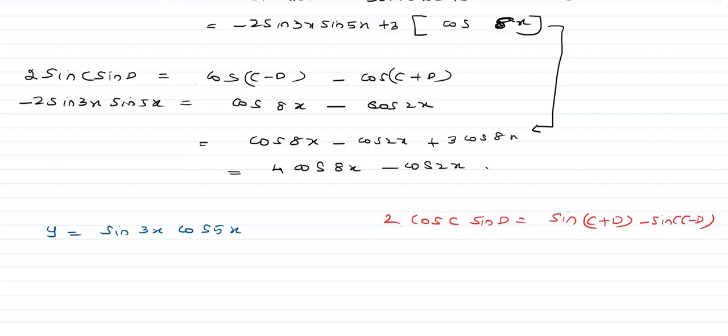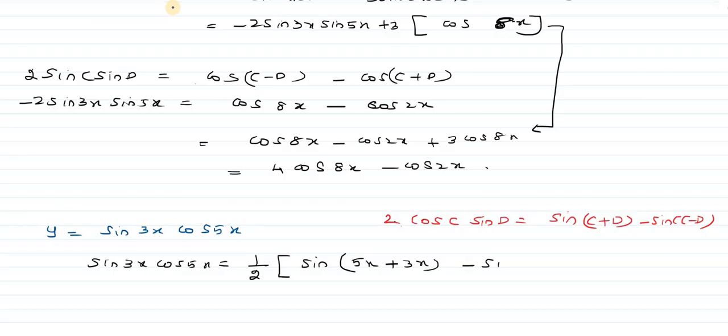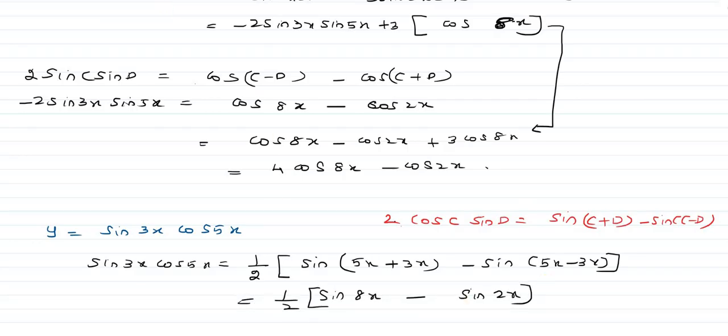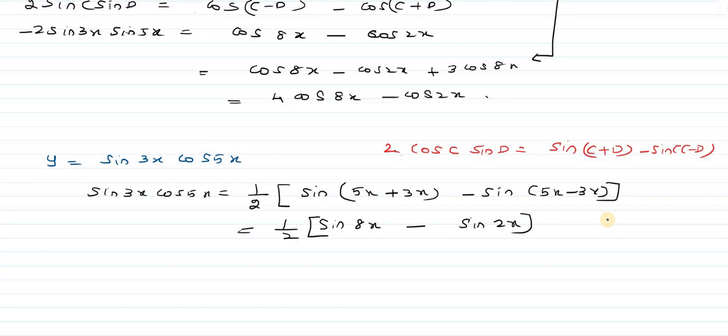So here I can write this as what? Sin 3x cos 5x can be written as what? The 2, if I bring it to this side, will be 1 by 2. I will take 5x and 3x as the two angles. So 1 by 2 of sin of 5x plus 3x, minus sin of 5x minus 3x. Correct or no? So it will be sin 8x minus sin 2x. Any doubt? Now you differentiate it.